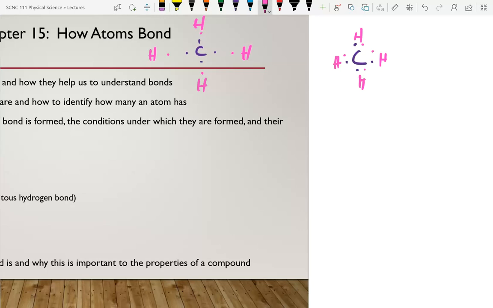And what do we call this molecule? It is not something like quad hydrogen carbide. It's called methane.